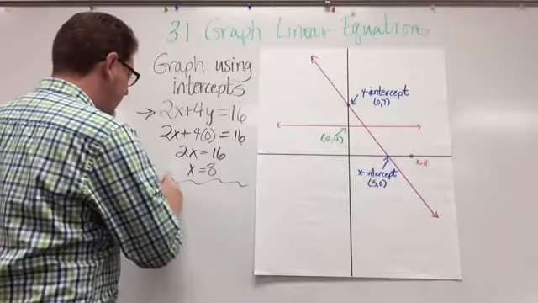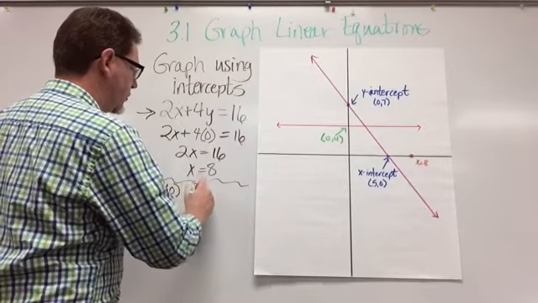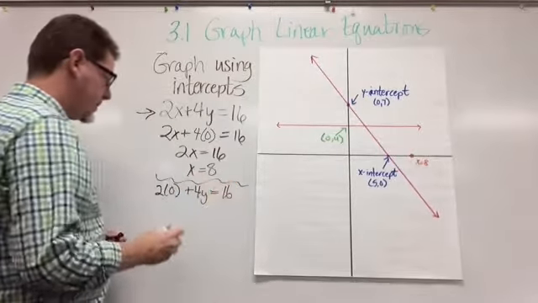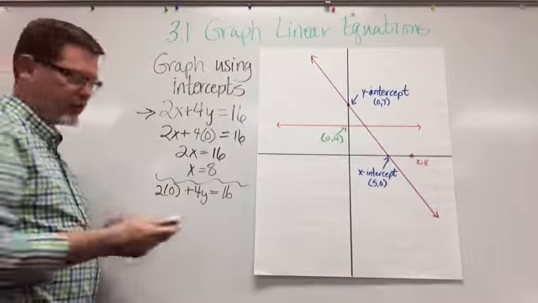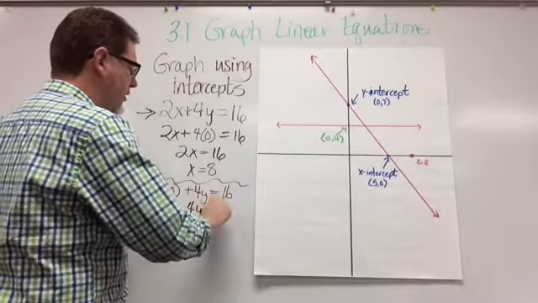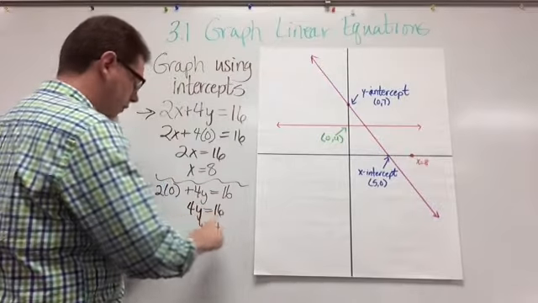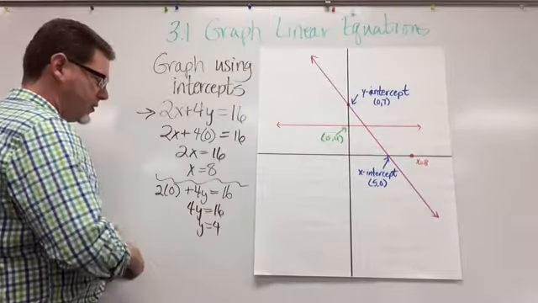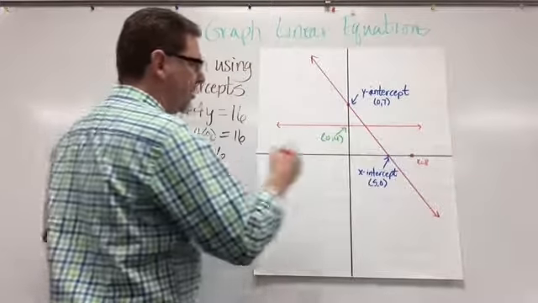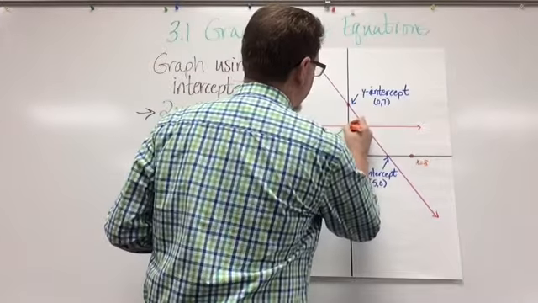So I'm going to do 2 times 0 plus 4y equals 16. And I know that 2 times 0 is 0, so I don't need to write anything else. So 4y equals 16, y equals 4. So my y-intercept now is going to be 4, which is the same spot as that one.